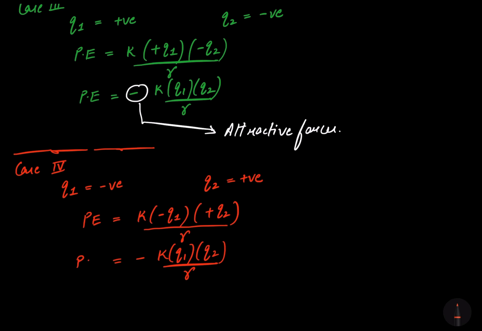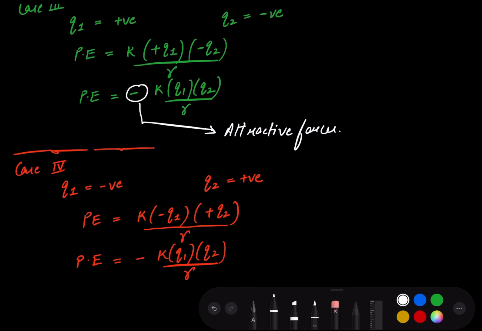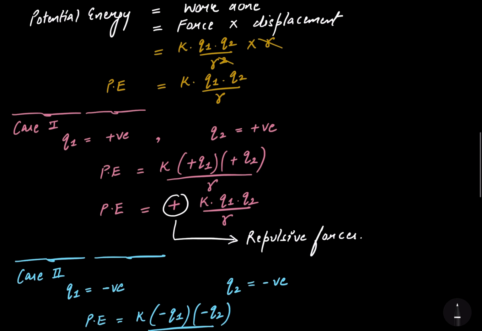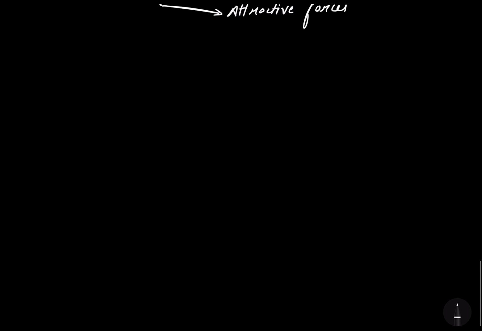So here again potential energy comes out to be negative. So it also signifies attractive forces. So that's the very basic rule: if you got your potential energy value to be positive, it will signify the repulsive forces between the two charges. And if you got your potential energy to be negative, then the negative potential energy will signify the attractive forces between the two charges. So now let me make a graph for you to make it crystal clear.